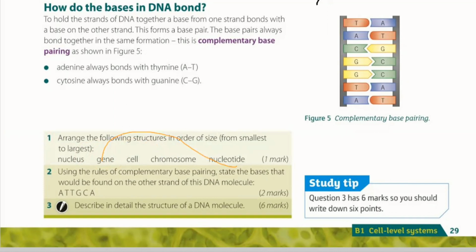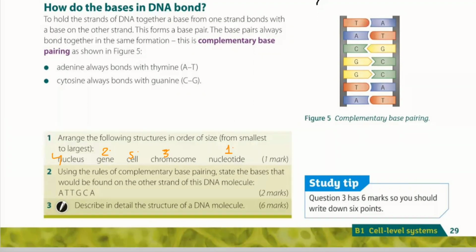So what should be the series from smallest to greatest? I'm just numbering it here. Number one is the nucleotide, which is the smallest one. Number two is the gene, the second smallest. The third is the chromosome, the fourth is the nucleus, and the fifth is the cell. So this is the whole smallest to largest arrangement according to the cell.